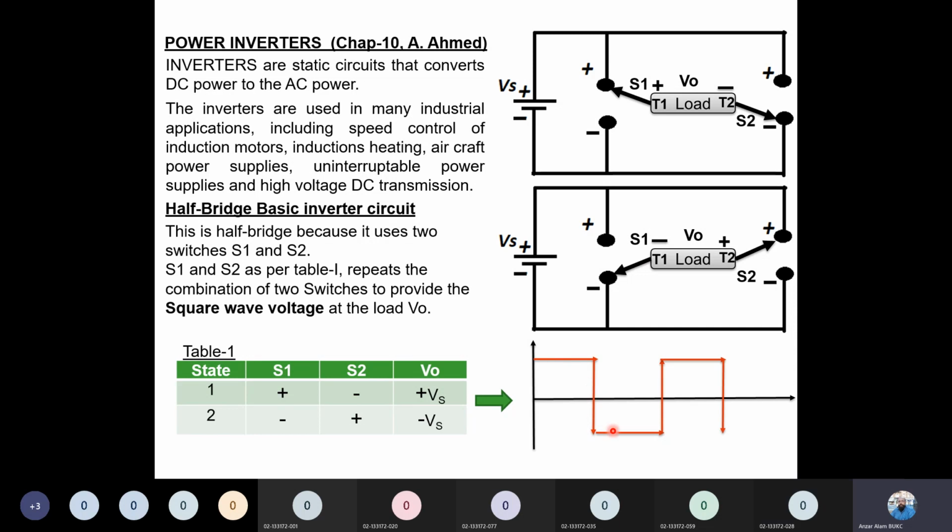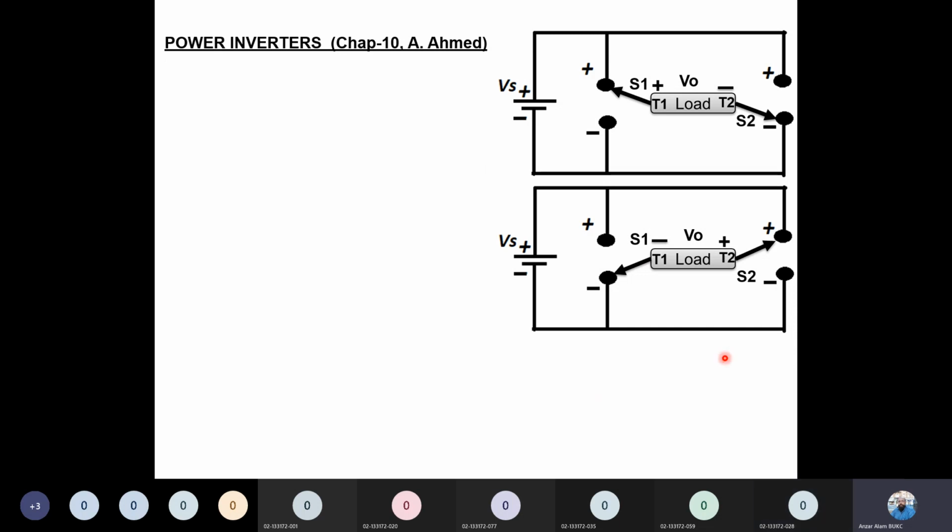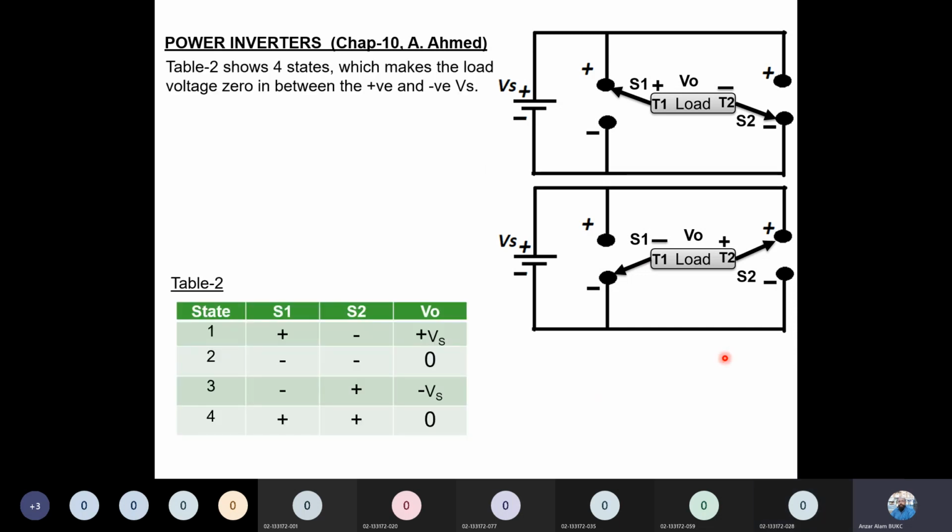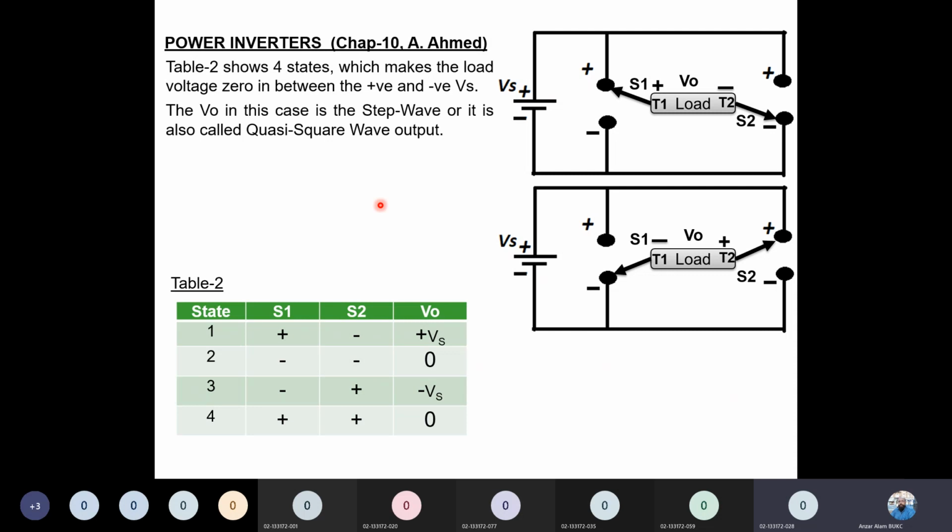For this status 1, 2, we have seen this before, and we have to go quickly. Then we review the step wave output. The output in this case is the step wave because we have managed the switching of these transistors in this way. So this was the step wave we discussed before.